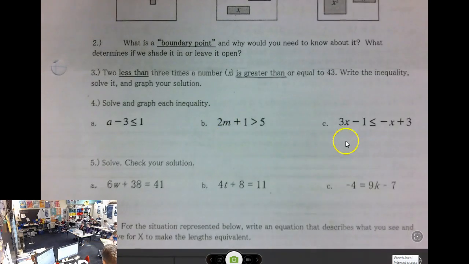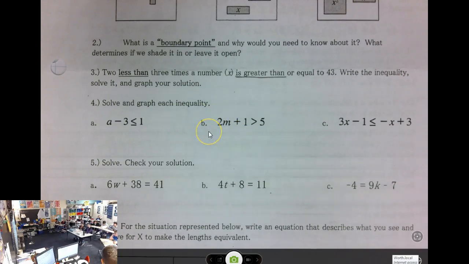In B and C, guys, some of you got it to 2m or 3x. You isolated the variable term, but you still had a number in front of it. Keep going. And I wrote that on your paper. Keep going. You got to get it to 1m or 1x or 1t or 1k. I don't want to know what 9k is. I want to know what 1k is. Right? We want to solve for what the variable is.